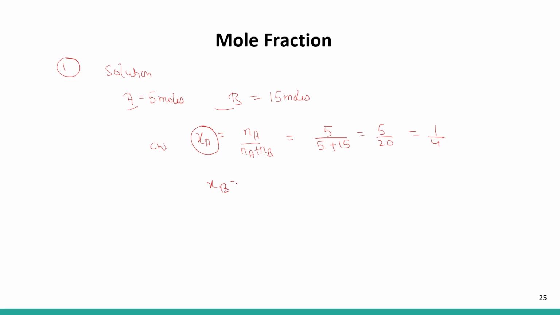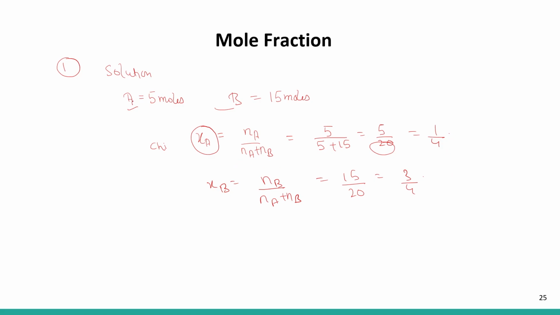Similarly, for B, you can write it as Nb by Na plus Nb, where chi B is the mole fraction for B, is equal to 15 by 20. Total number of moles I calculated earlier. So 5 3s are 15, 15 by 20. This is the mole fraction of A, this is the mole fraction of B.